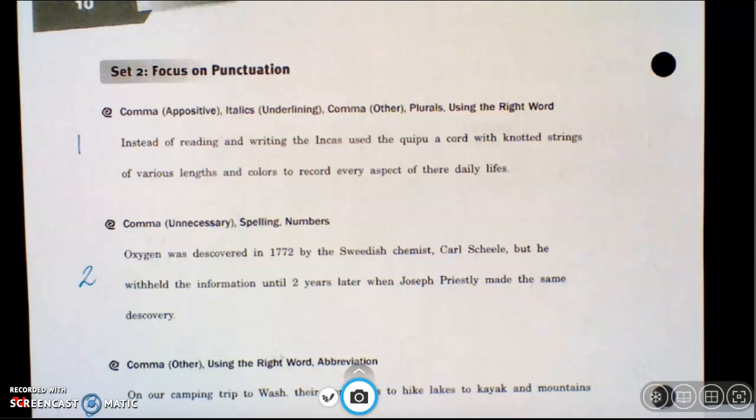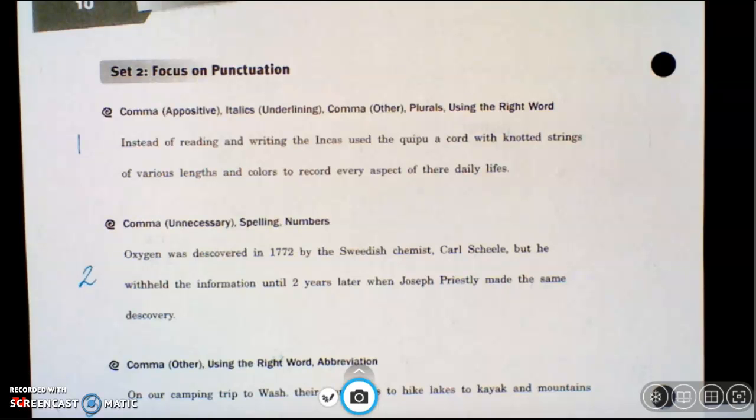Hey everyone, today we're going to be correcting sentence 1 and 2 under set 2. Our first sentence says, instead of reading and writing, the Incas used the quipu, a cord with knotted strings of various lengths and colors, to record every aspect of their daily lives.